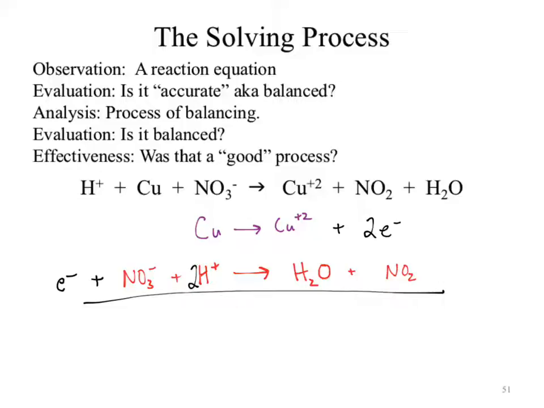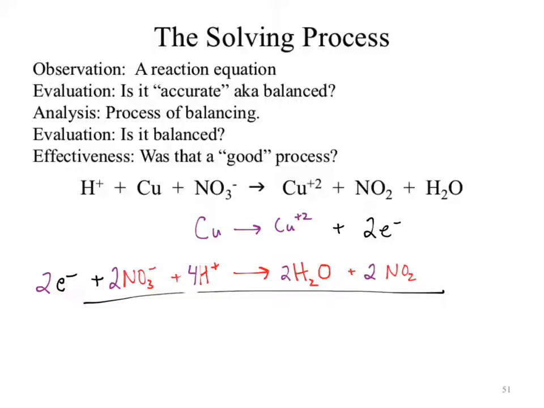To make that 1 in front of the electron a 2, what do I have to do? I have to change the 1 to a 2. But by changing it to a 2, what am I doing? I'm multiplying it by 2, which then means the nitrate must be multiplied by 2, which then means the hydrogen must be multiplied by 2. So it becomes 4, which then means the water becomes 2, and the NO2 becomes 2. The whole equation all the way across.